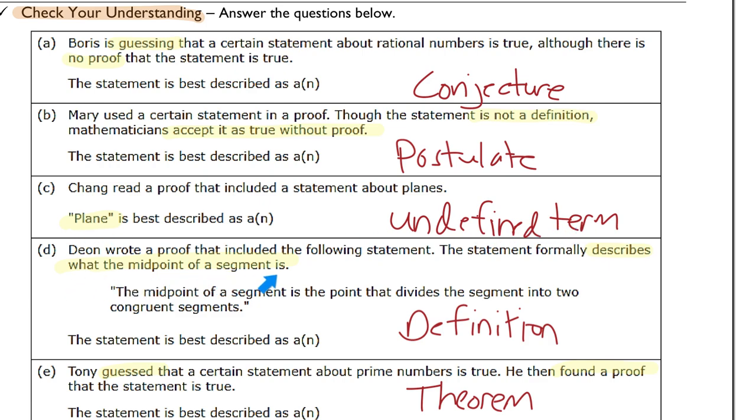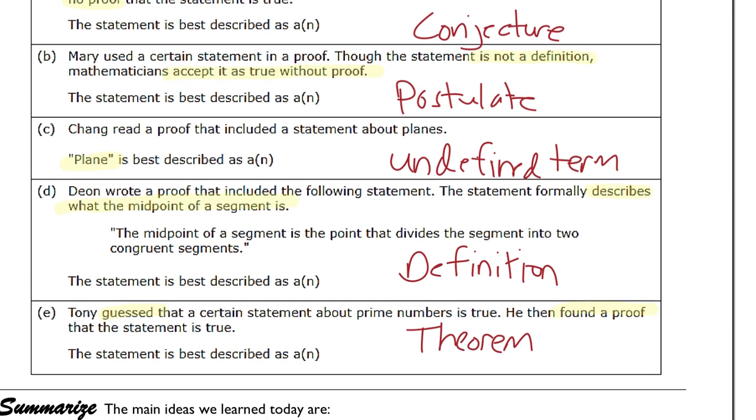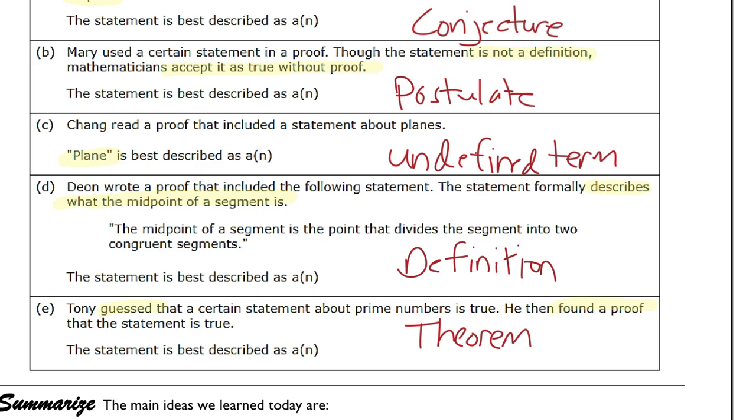Describes what the midpoint statement is. Something that's describing is a definition. I'm guessing. Found a proof. So there is a proof to what a conjecture is. That is a theorem. So go ahead, as our last thing, and look at the main ideas and write down what you think are the main ideas we learned today.